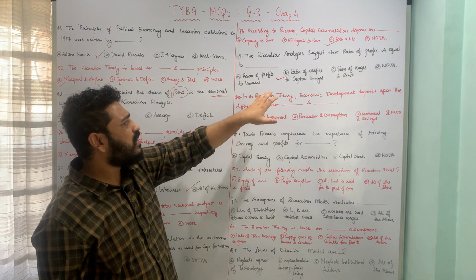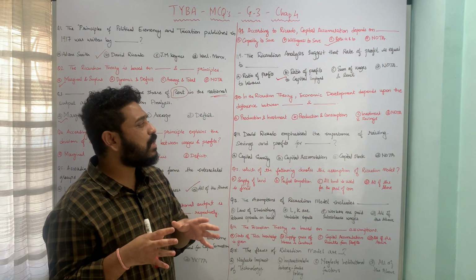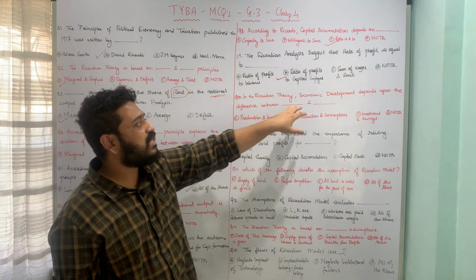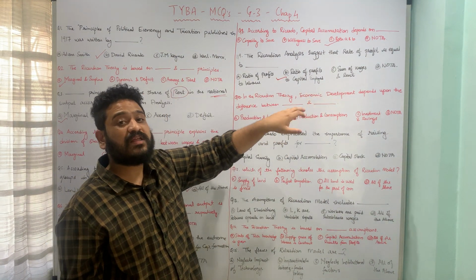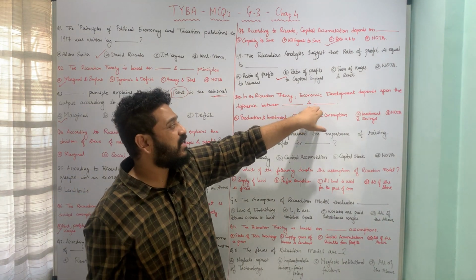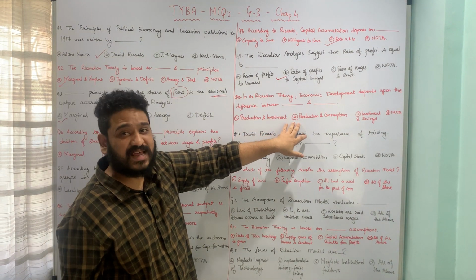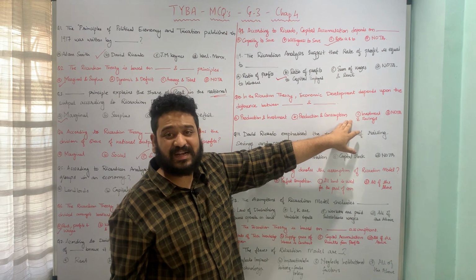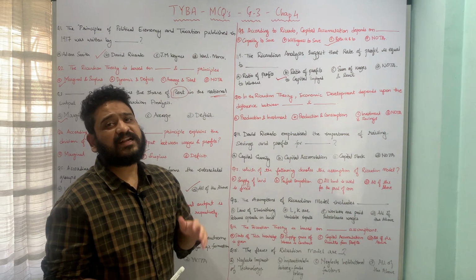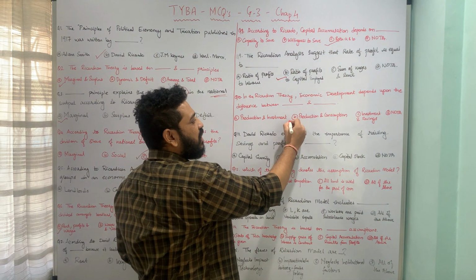The next one is, in the Ricardian theory, economic development depends upon the difference between dash and dash. In Ricardian analysis, economic development depends upon the difference between two things. The options are A, production and investment, B, production and consumption, C, investment and savings, and D, none of the above. According to the Ricardian theory, development depends upon the difference between B, production and consumption.